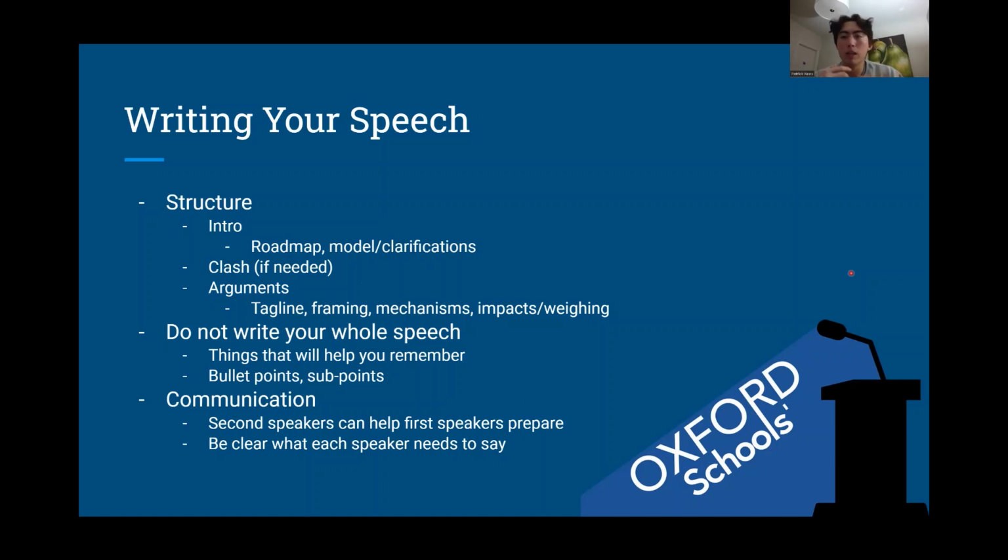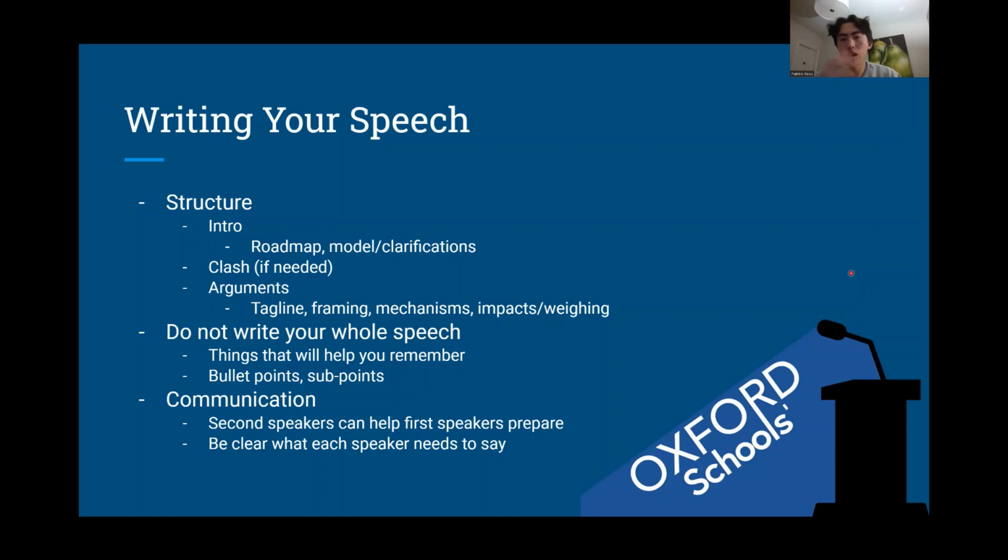What is quite important is that you roadmap your speech. That is, you outline what you're going to be saying to the judges, and it makes it clearer and easier to follow for listeners. It could be something as simple as, first, I'm going to clash with what opening government said. Then I'm going to present our first constructive argument X and our second argument Y. Something short, something succinct, something easier for people to follow. If you're prime minister or leader of opposition, you might also need to have a model of clarifications.